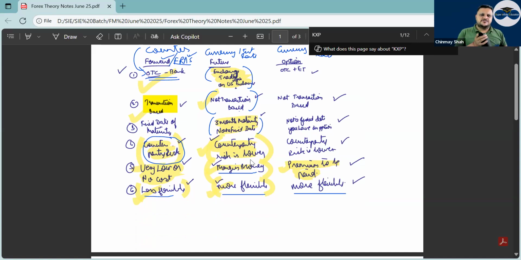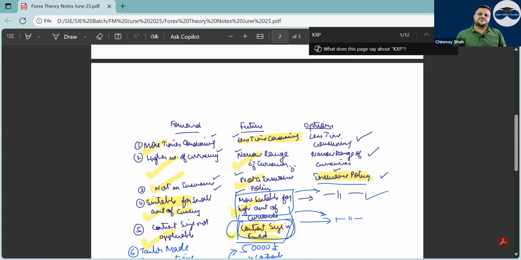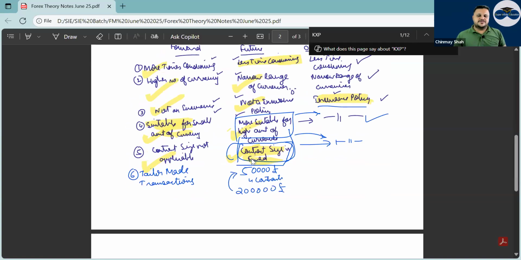Forwards mean there is no cost. In future, you pay margin money. In options, you pay premium. Correct or not? Then forwards are comparatively less flexible. The date on which it is written on the contract, that date only you have to come and honor the contract, right? And when it comes to future and options, they are more flexible because you can go anytime and exercise the option or close the future transaction.